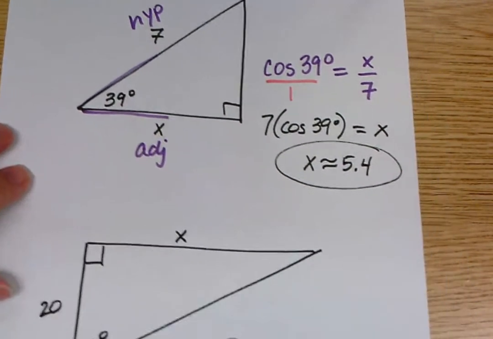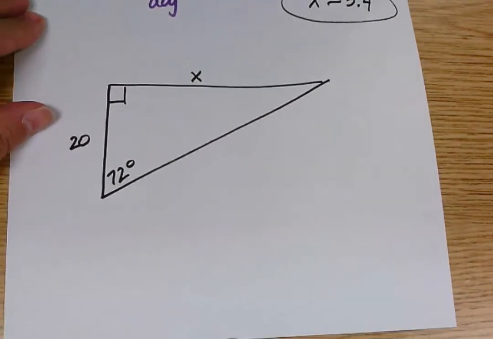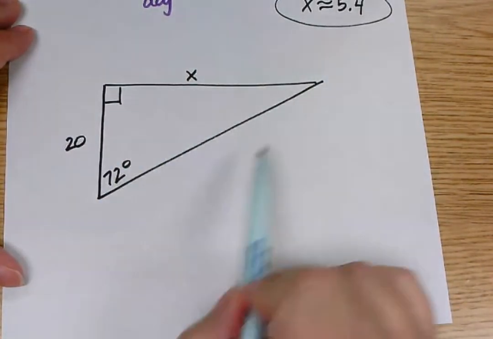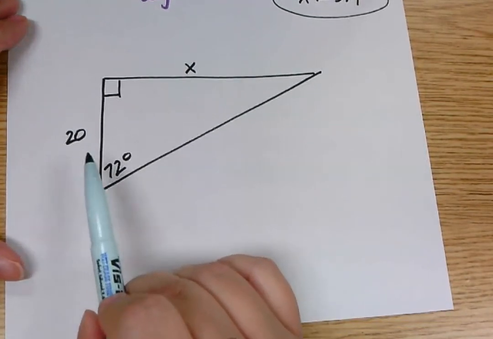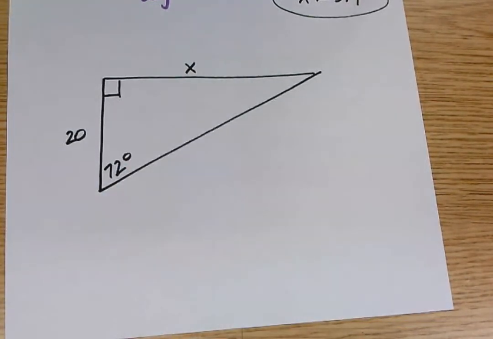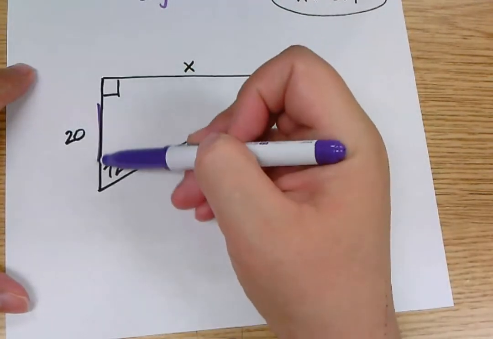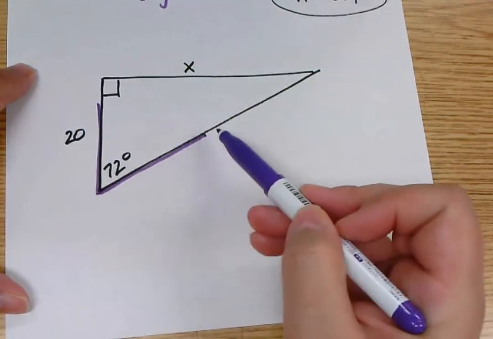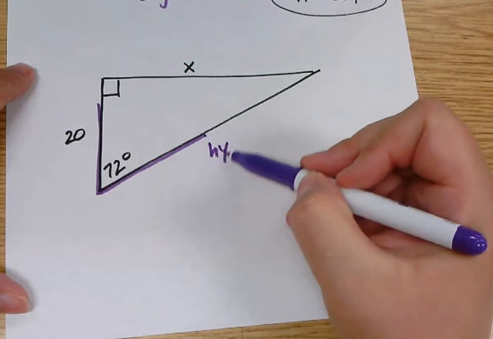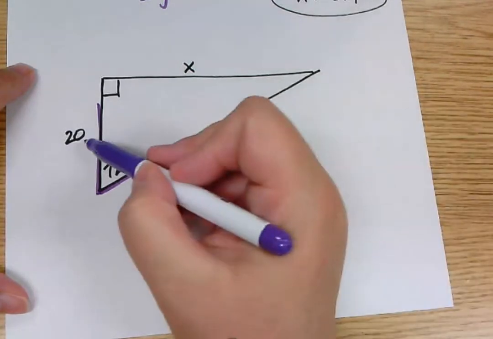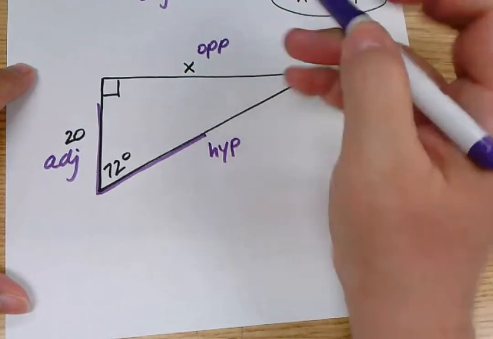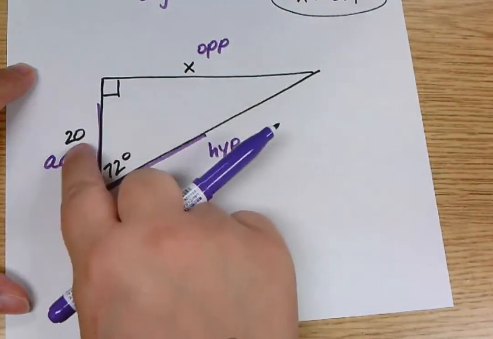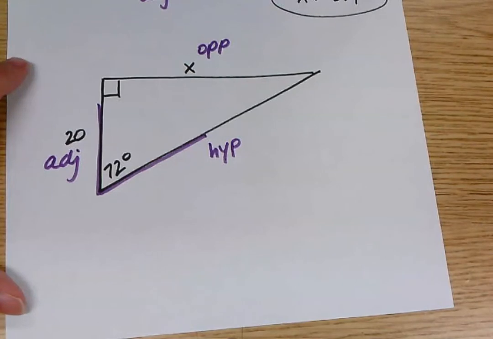All right, next up, we are finding this missing side in this right triangle. We know that this angle is 72 degrees. First thing I have to do is figure out which sides I'm working with. Here are the two sides of my angle. Here's the hypotenuse. I'm not working with that one this time. Here's the adjacent. This is the opposite. So the two sides I'm working with here are the opposite and the adjacent.